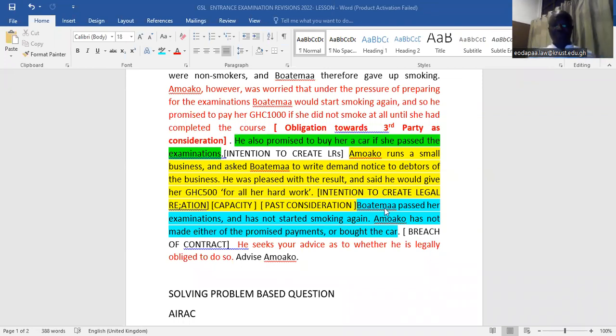So we need to ask ourselves, Amoako wants to know whether he's obliged to do so. Is he obliged to honor the various promises? The promise to pay 1,000 Ghana cedis if Boatemaa did not smoke, the promise to pay 500 Ghana cedis for writing the demand notice and all those things. We would say that Amoako must honor those promises. Otherwise, if he's taken to court, he is going to be found liable for breach of contract and be made to pay damages and so on. So that is what we are supposed to do in the conclusion.